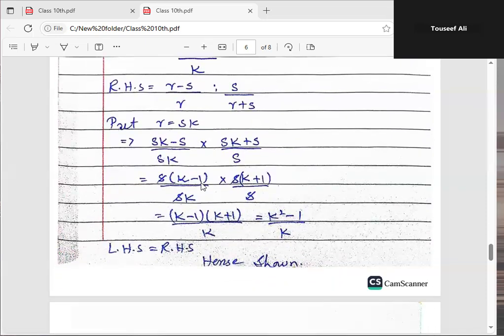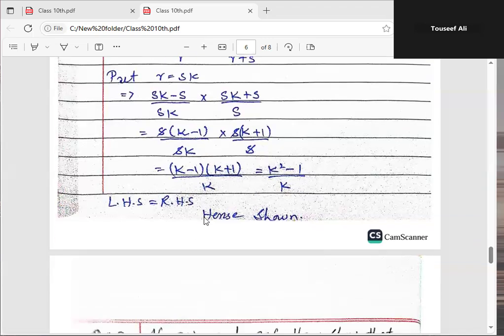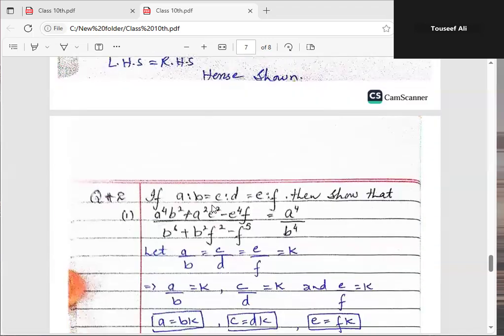This means that the solutions of the left hand side and right hand side are equal to each other. Hence we have shown that the given equation is equal. Now the next question is question number 2.